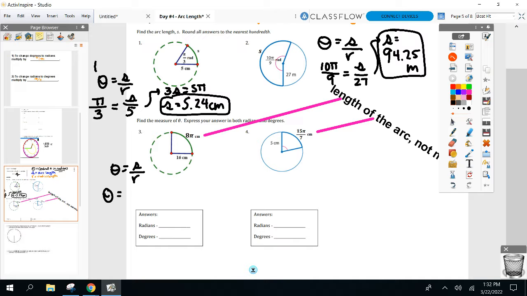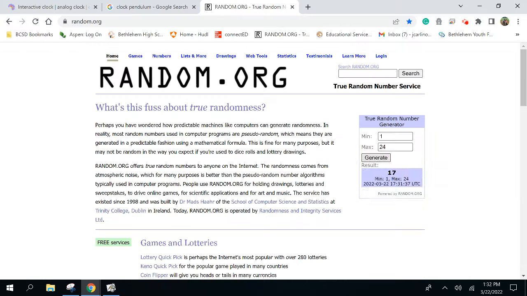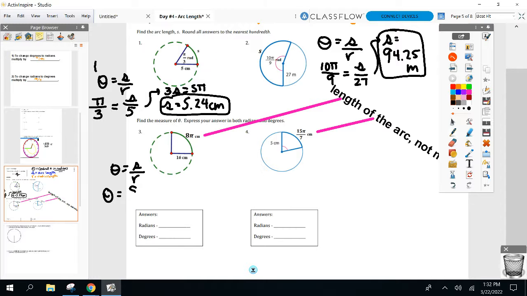What am I plugging in for S now? S is, it's already up top, but arc length. What's my arc length here? 8 pi, good work, over my radius, 16. Tammy, did you just tell me it was going to be in radians? Okay, then I better have it in terms of pi then. If you're giving me radians as an answer, it better be in terms of pi.